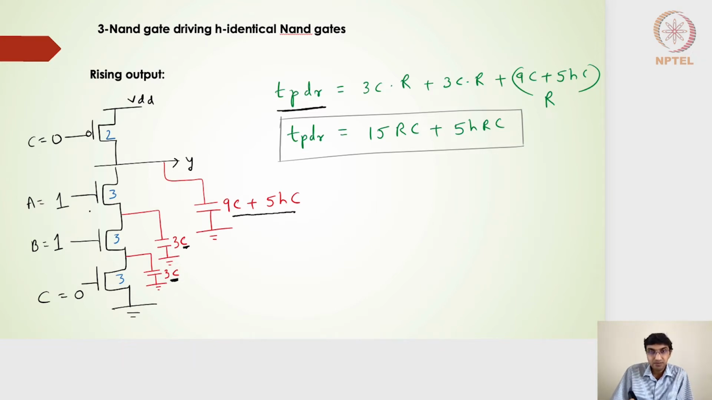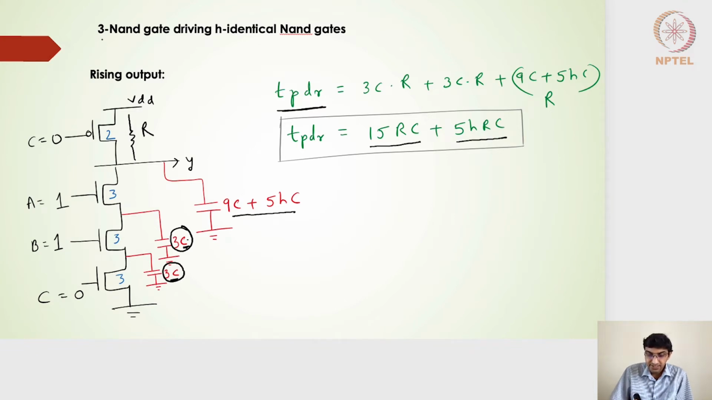So using the Elmore delay method again, I should be able to find the propagation delay rising, which is 9C plus 5HC into R. For this 3C capacitance also, the shared resistance is R. Again, for this 3C capacitance, the shared resistance is R. So finally, I will get 3C plus 3C multiplied by R plus 9C, which is 15RC, and then the additional 5H RC.